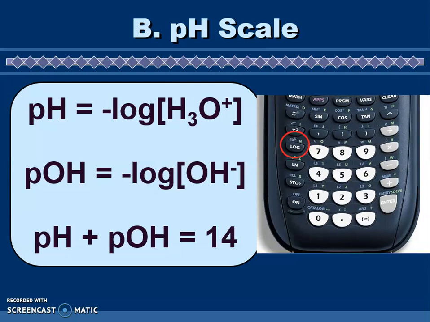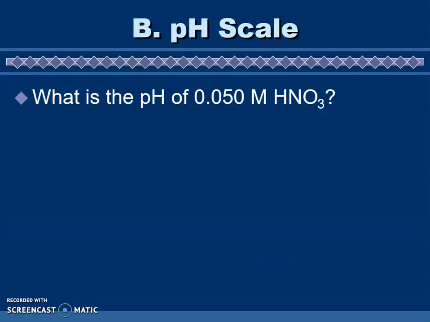Let's take a look at some examples. What is the pH of 0.050 molar HNO3? We know that pH is the negative log of our hydronium concentration. Hydronium is for our acids. This starts with the letter H, which makes this an acid. So this is our acid concentration that will go into this equation.